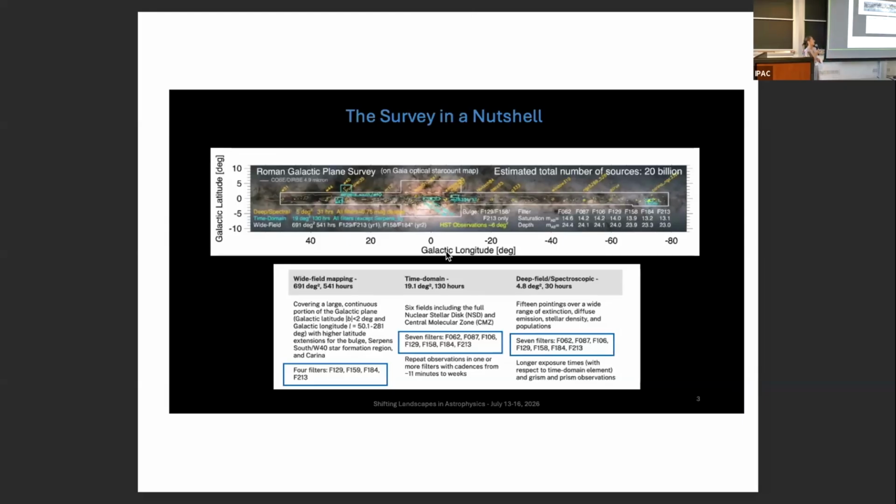Now, the survey in a nutshell. This is a figure from the report that shows the coverage of the survey. It's the galactic plane, roughly from minus 60 degrees to 80 degrees. The asymmetry is due to the fact that in the first quadrant, we wanted to fully cover the Carina star-forming region. The survey is made up of three components.